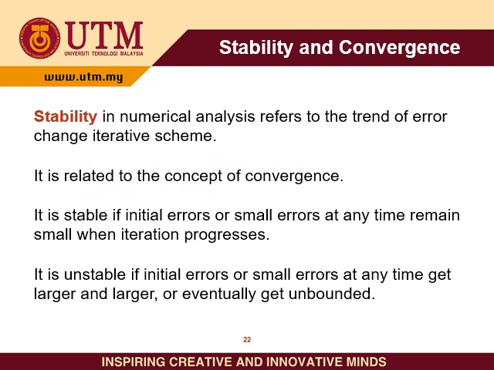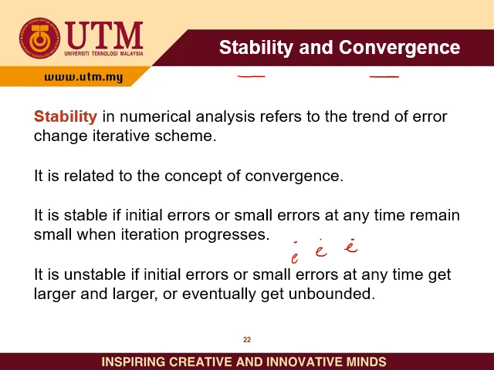Okay, what is the concept of stability and convergence in numerical methods? We start with stability. Stability in numerical analysis refers to the trend of error change in an iterative scheme. It is related to the concept of convergence. So basically these two, stability and convergence, are related. We will see the meaning of convergence after this. We call it stable if initial errors or small errors at any time remain small when iteration progresses. When we have many iterations, the error remains small.